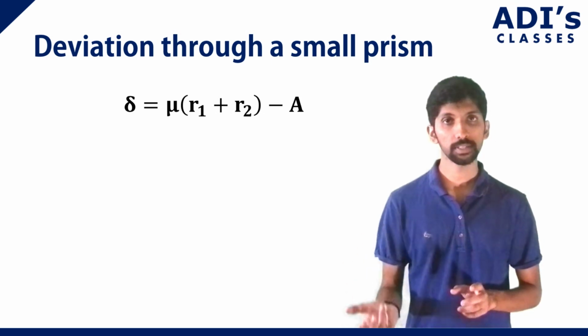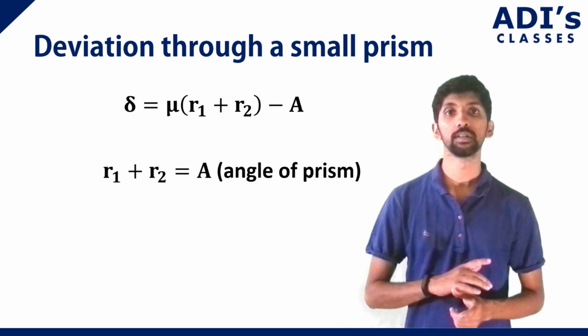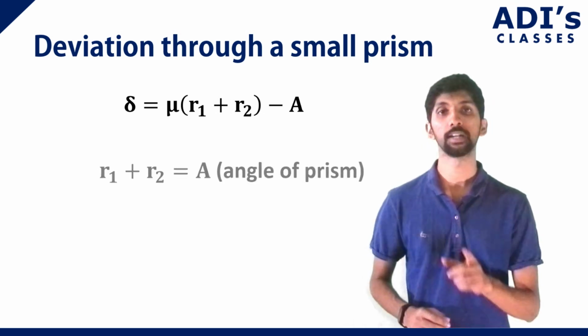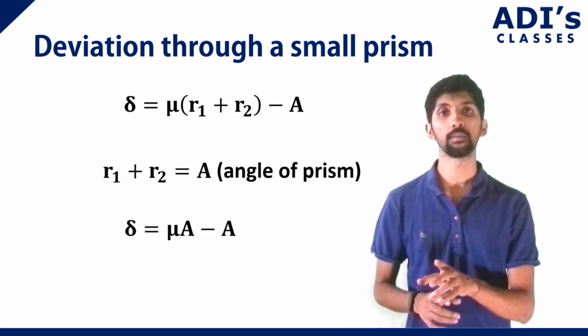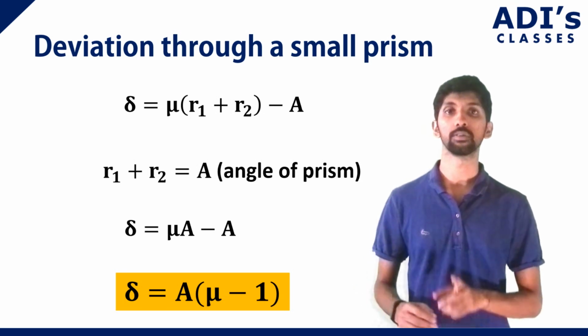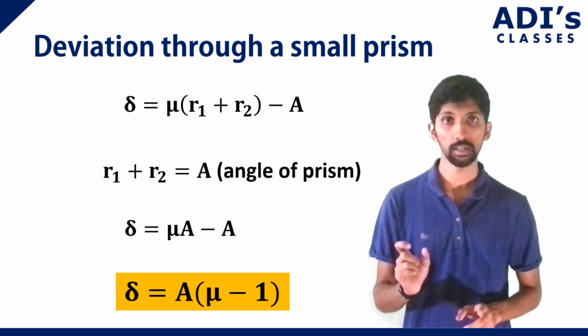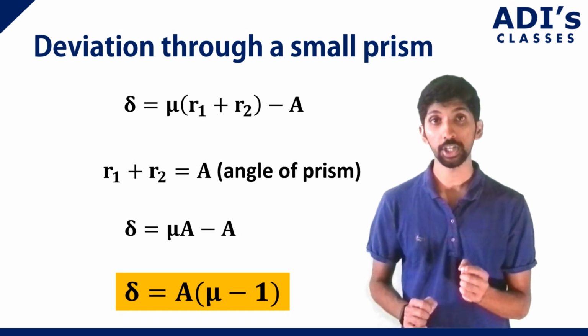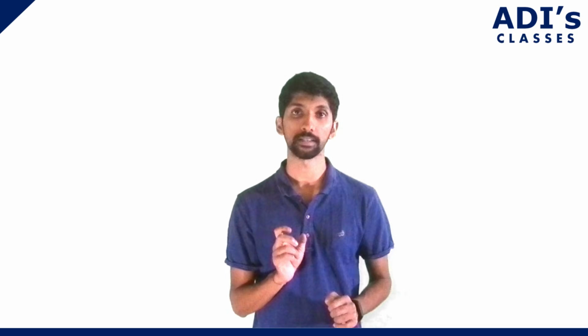Now what was r1 plus r2? That's nothing but the value of A, the angle of the prism. So if you substitute, we have delta is equal to mu A minus A. So if you take A common, we get delta is equal to A into (mu minus 1). So this particular formula gives us the deviation caused by a very small prism of angle A.